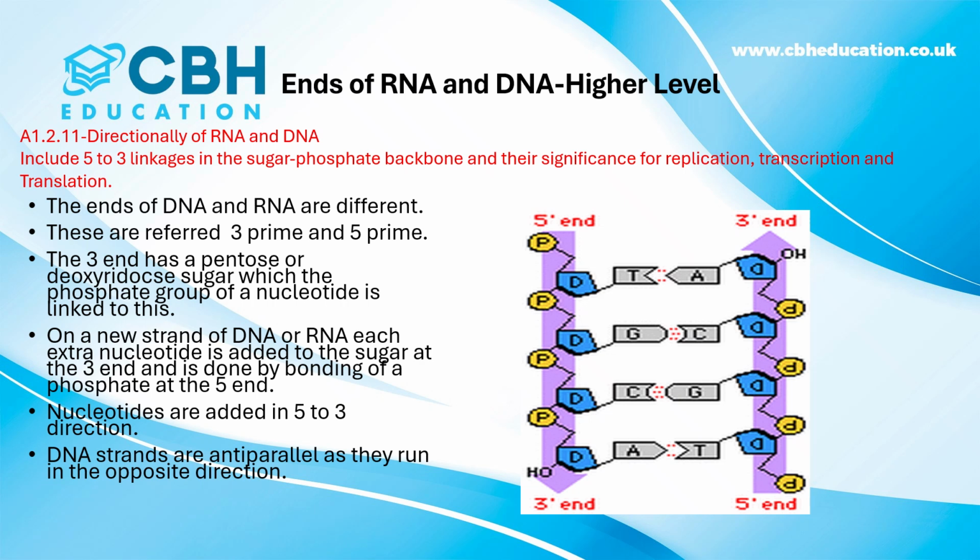The 3' end has a pentose or a deoxyribose sugar, which the phosphate group of a nucleotide is linked to. On a new strand of DNA or RNA, each extra nucleotide is added to the sugar at the 3' end, and this is done by the bonding of a phosphate at the 5' end. Nucleotides are added in a 5' to 3' direction. DNA strands are anti-parallel as they run in the opposite direction, and the diagram of this is represented on the right-hand side.